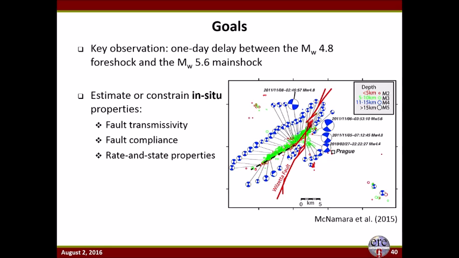And really the key observation at the Prague sequence, at least for the purposes of this study, was that the main earthquake, which was that 5.6 event, was actually preceded about 20 hours earlier by a magnitude 4.8 earthquake in very close proximity. And what I did was investigate the relationship between these two events in order to understand something about the in situ behavior of these large basement faults that can host damaging earthquakes.